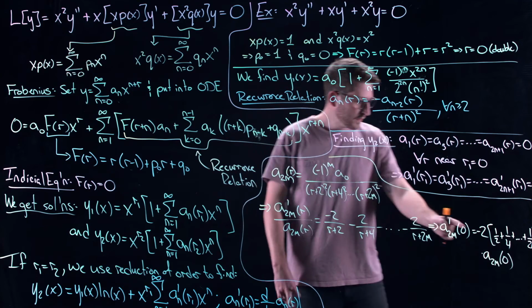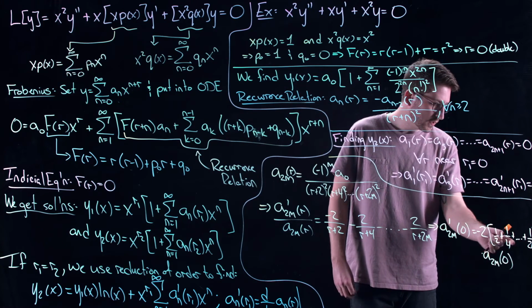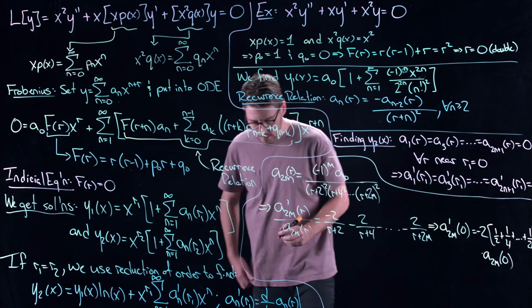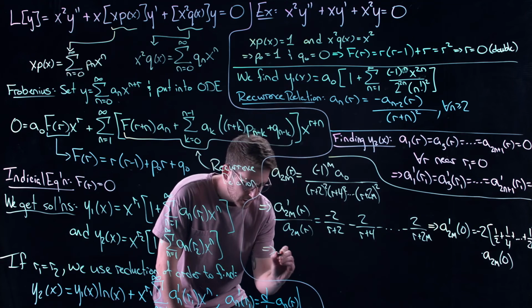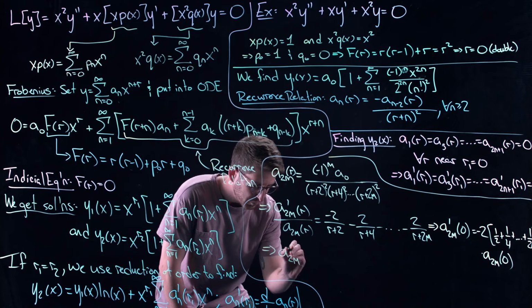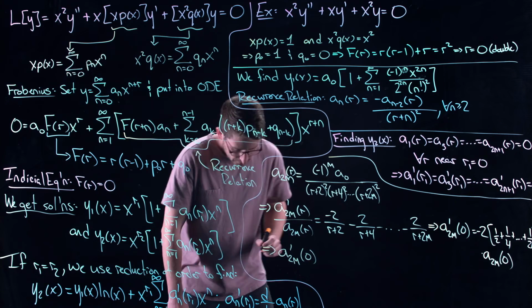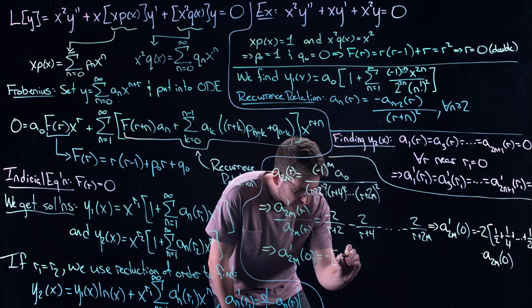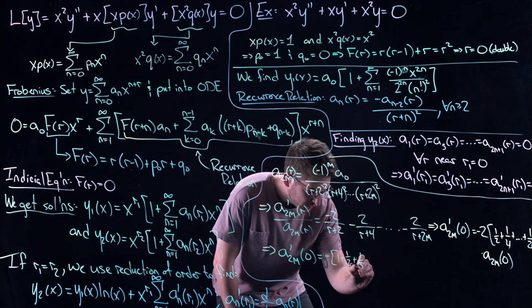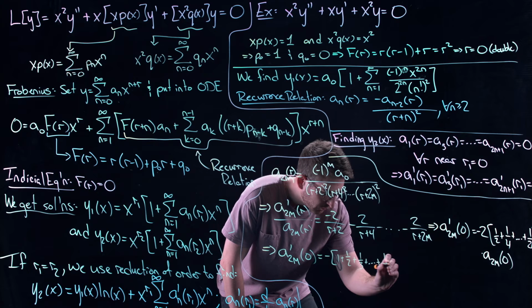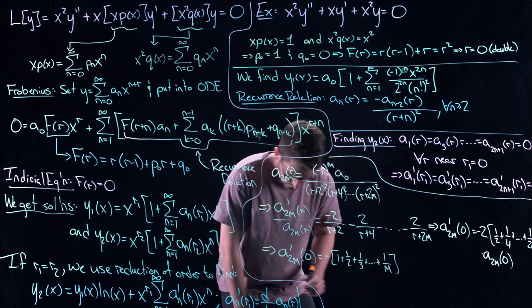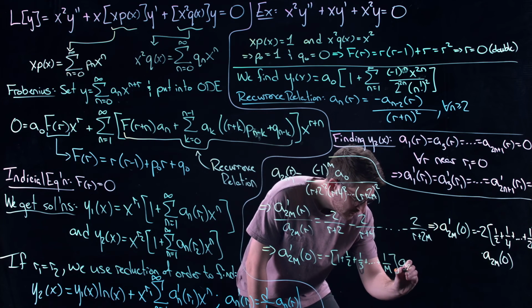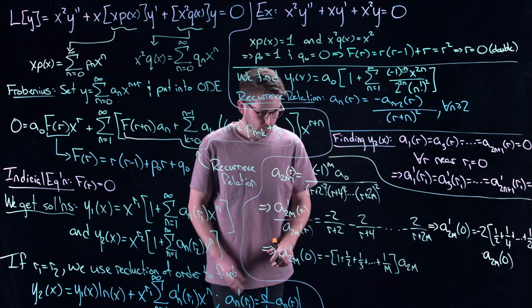So it's getting very, very ugly here. But this minus 2, it's going to knock off all of these even powers. And so this tells me that I get a 2m prime of 0 equal to minus 1 plus a half plus a third all the way up to 1 over m, and then times a 2m of 0.